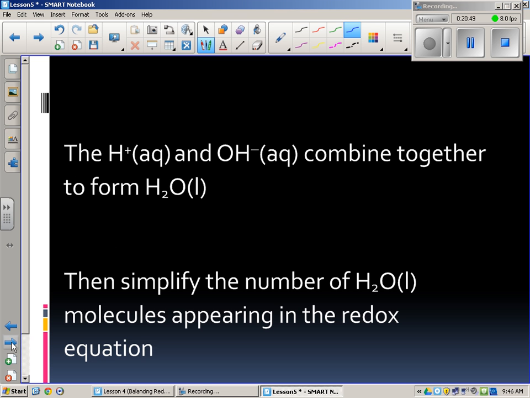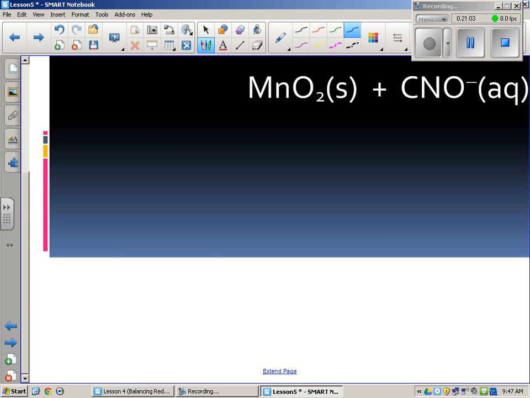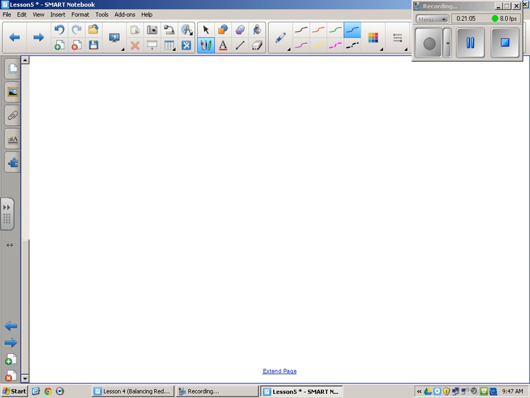Okay, so here we go. The H plus and the OH combine together to form water liquid. Then simplify the number of waters, of course, in the redox equation. And here's our first example here. Okay, or actually our only last example here, by the way. So here we go. Same as before, guys. You start in the exact same place. Okay, so our last example here.